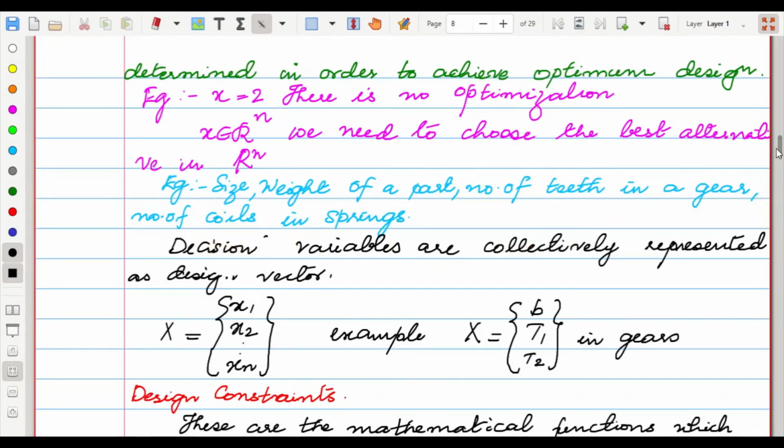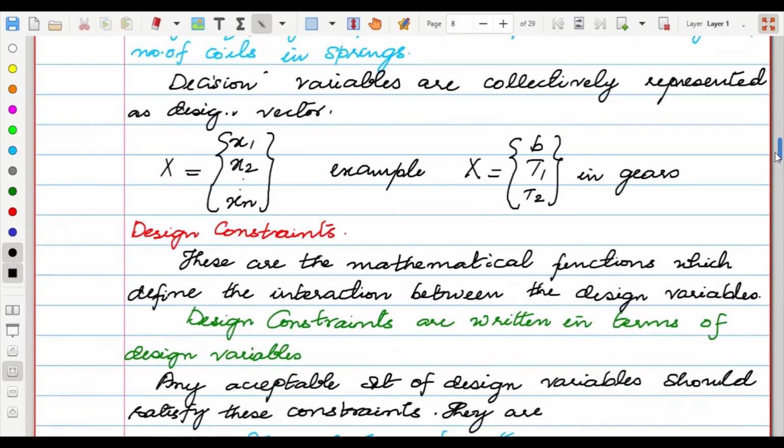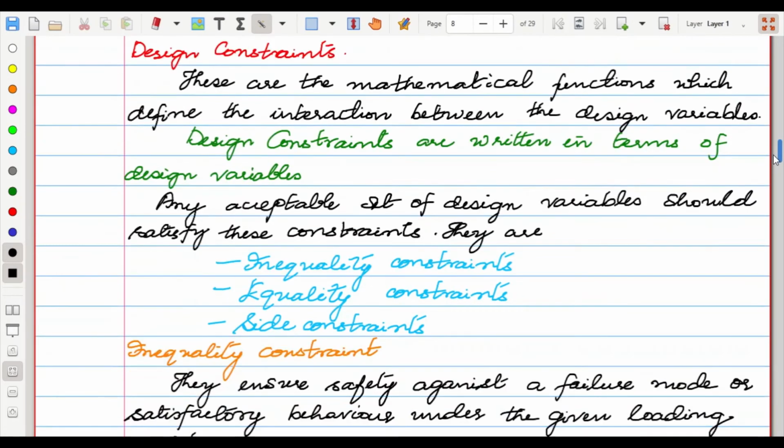Next is decision constraints. These are the mathematical functions which define the interaction between the design variables. Decision constraints are written in terms of decision variables. We have three types of constraints: inequality constraint, equality constraint, and side constraint.